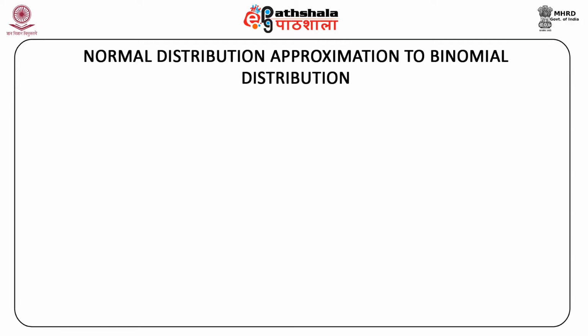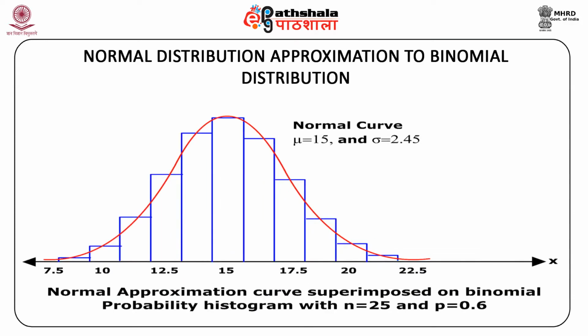Now we will consider the application of normal distribution. The normal distribution is a continuous probability distribution, yet it is often widely applied to obtain probabilities for discrete distributions. However, in such cases, some corrections are to be made to ensure that probabilities are computed correctly. Normal distribution approximation to binomial distribution. It has been observed empirically that the normal distribution provides a very good approximation to the binomial distribution.